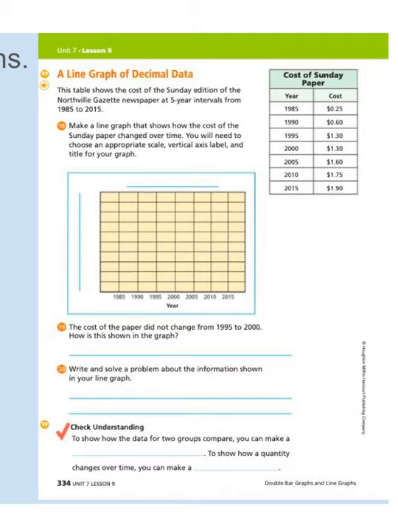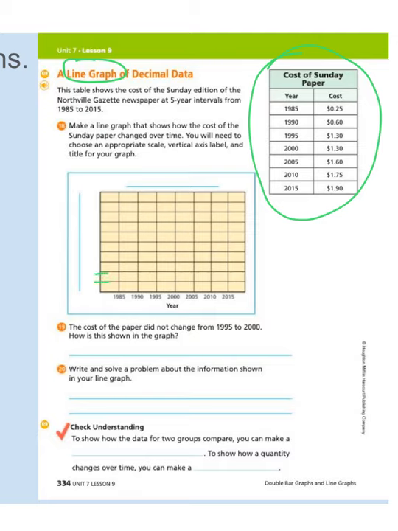Okay, so for this one, we're switching to line graphs, and that's different, and it's decimal data. So we're going to have to do the same thing. The table shows the cost of Sunday edition from Northfield Gazette newspaper at 5-year intervals from 1985 to 2015. So obviously that information is in the chart here. Make a line graph to show how the cost of the Sunday paper changed over time. You will need to choose an appropriate scale.